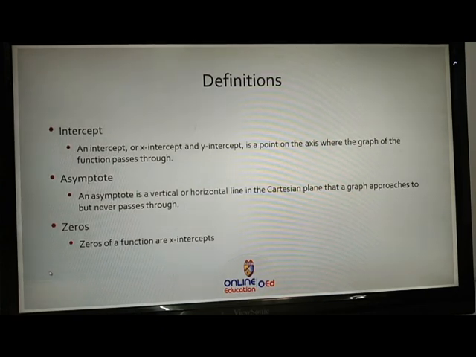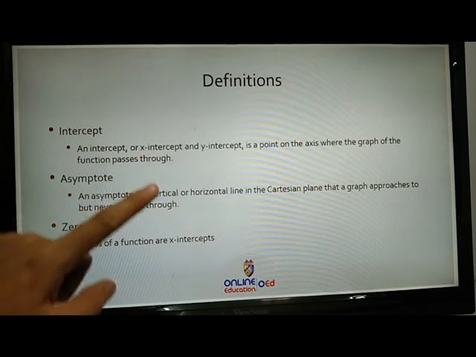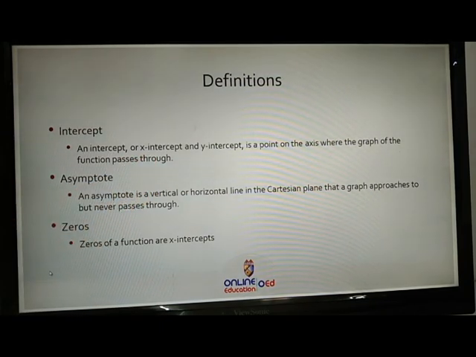So an intercept, or x-intercept and y-intercept, is a point on the axis where the graph of the function passes through. Di ba? If you can recall the coordinate plane, meron tayong x-axis and y-axis. Okay, x-intercept kapag nag-cross ang graph sa x-axis. Y-intercept kapag nag-cross ang graph sa y-axis.